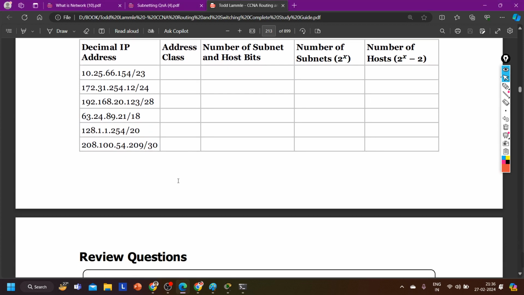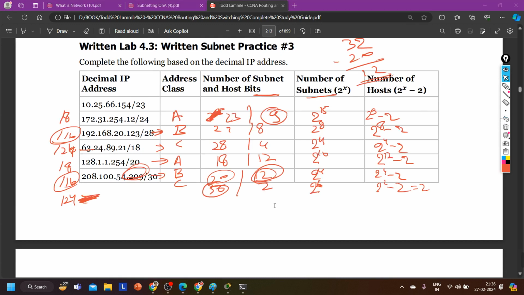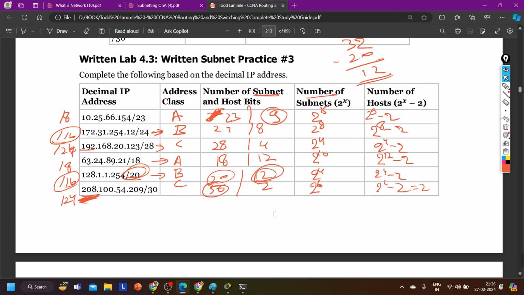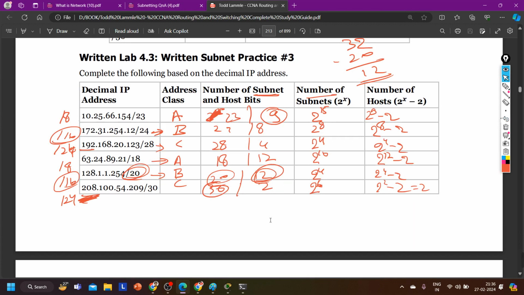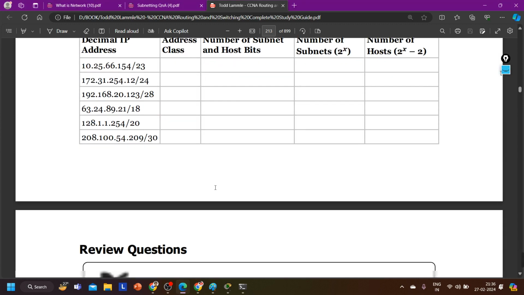Sir, have you removed this which you have right here? Yes, please. I want to take a snapshot so that we will practice that and find out these answers. Yeah, sure.